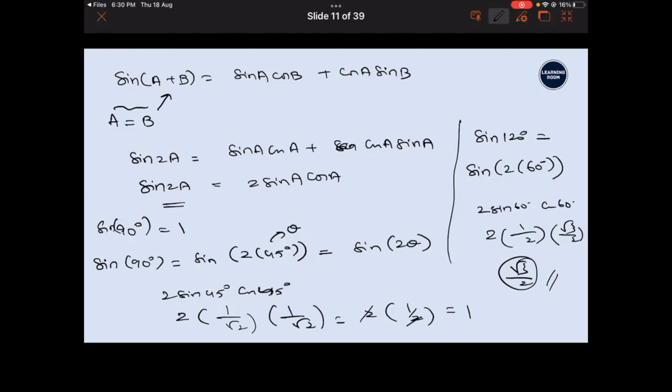Clear? But yeah, this basic is a little bit needed for you to solve the problems. Don't worry, at that point I'll explain. Okay. Shall I proceed?